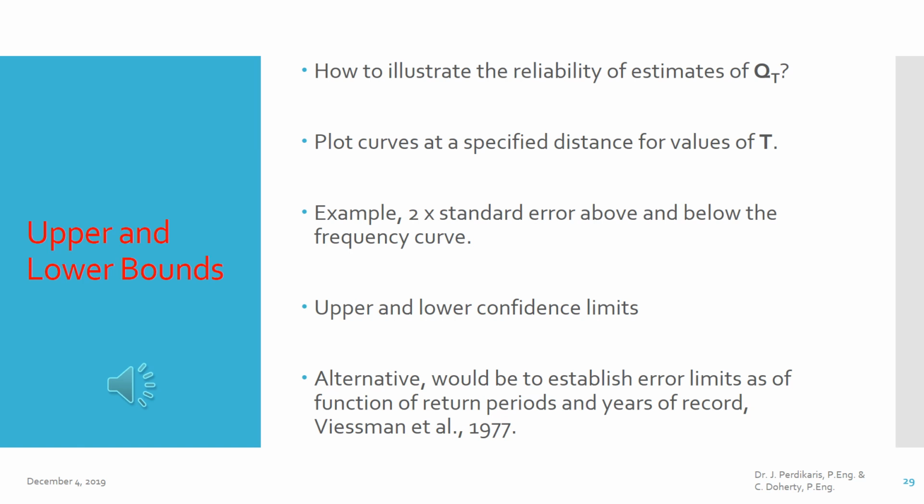An alternate to establishing confidence limits, or what is often also referred to as reliability limits, is a series of error limits. The error limits are essentially a function of the return period and the years of record. So your error limits, if you had 30 years of record, would be significantly different than if you had only 10 years of record or if you had 100 years of record. Weisman actually published a number of error limits as functions of return periods and years of record.